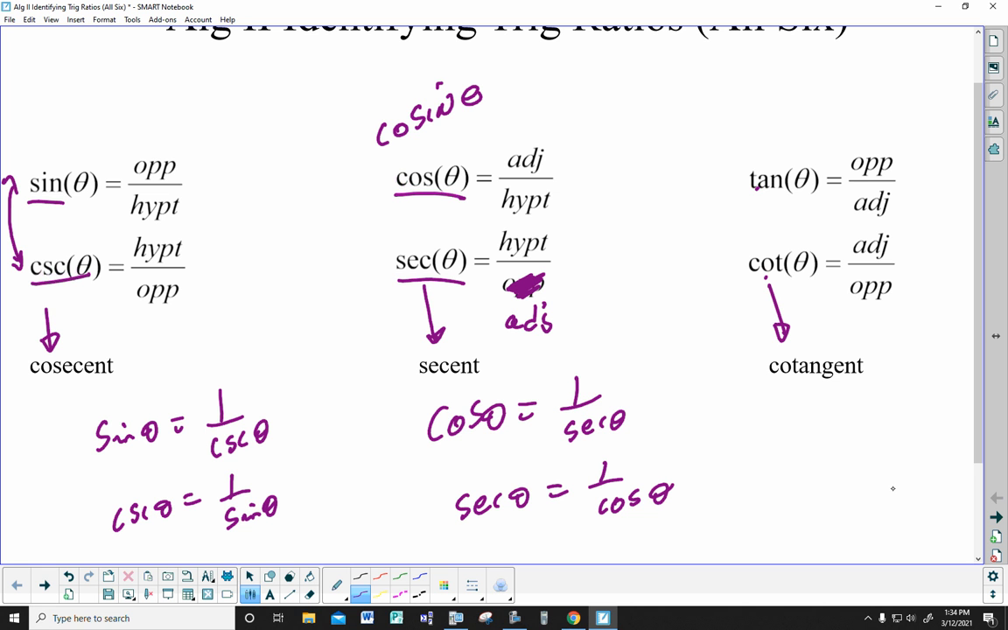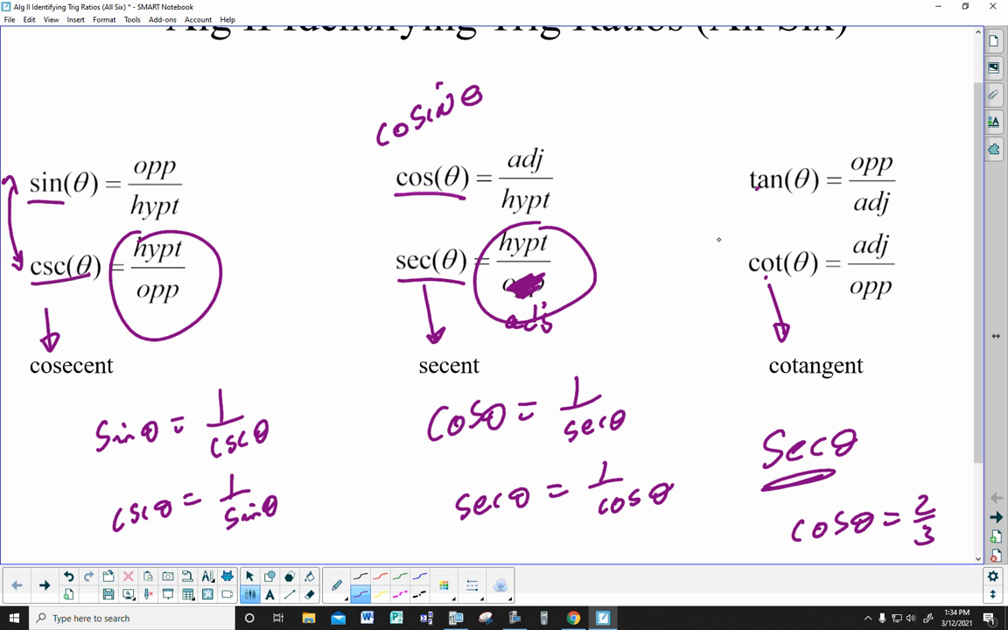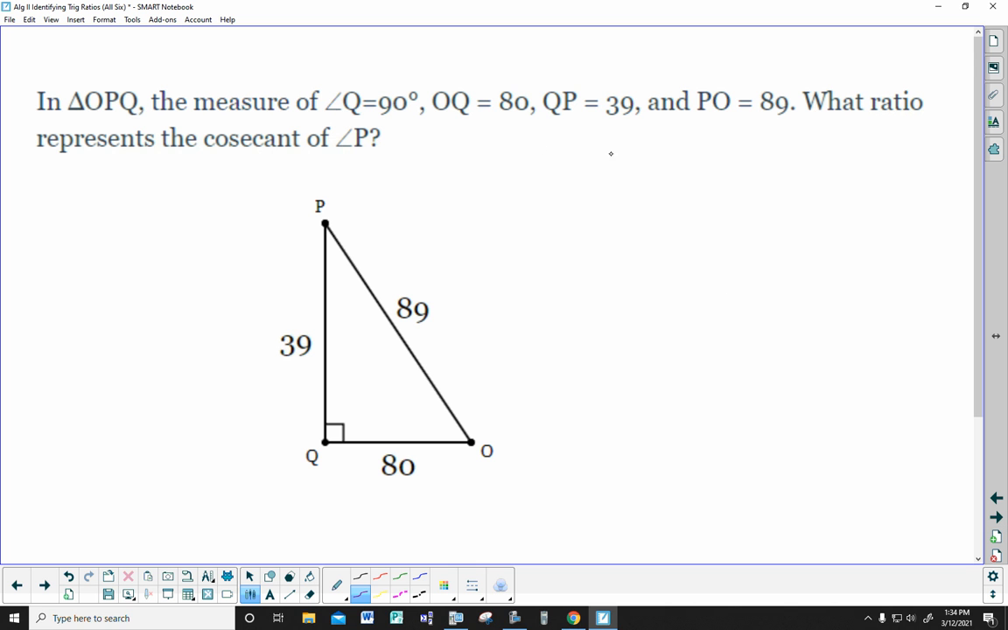Okay? The reason I'm making a deal of that is because if someone asked me to find secant of some angle, I don't look at this. I go, oh, I find cosine, get an answer, let's say it's 2/3, and then I just take the reciprocal. I've got a very finite capacity to memorize stuff. I don't memorize these 3 definitions. I stick with the original 3, and if they want one of them, I just take the reciprocal. Okay? All right? I'll show you.